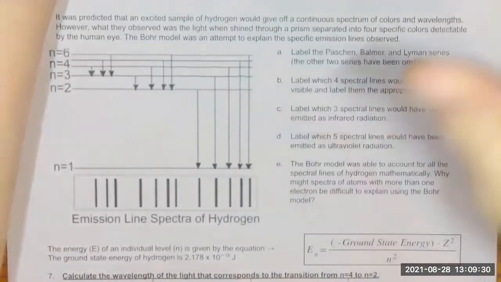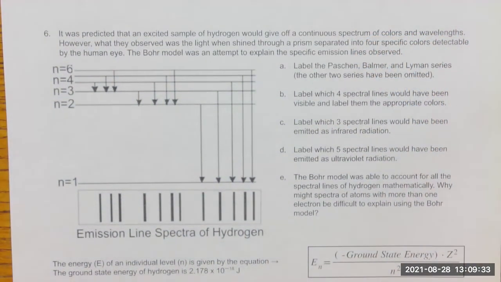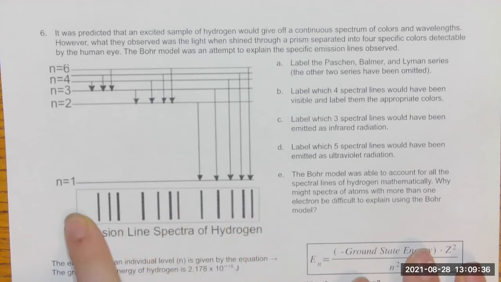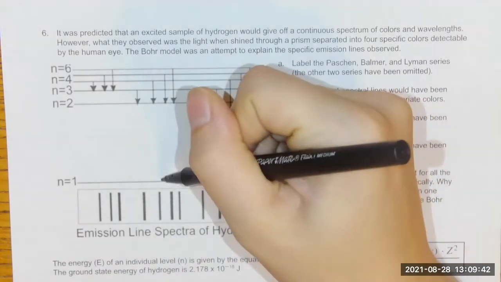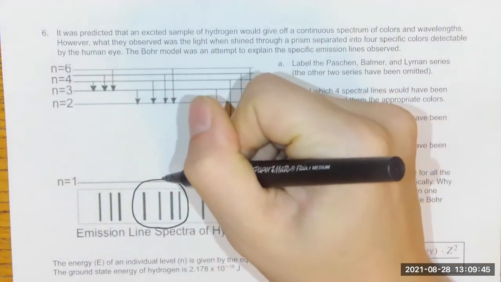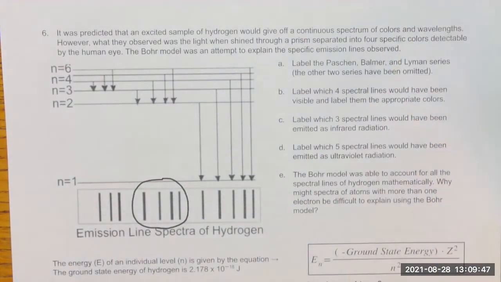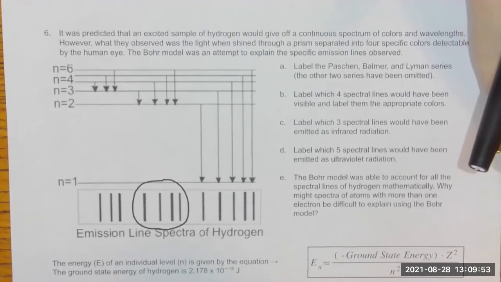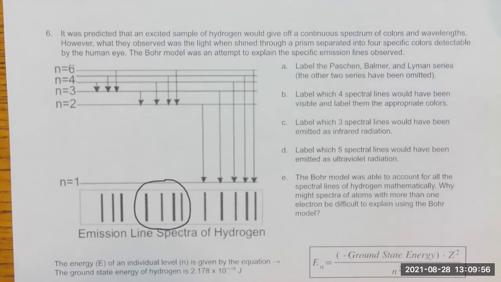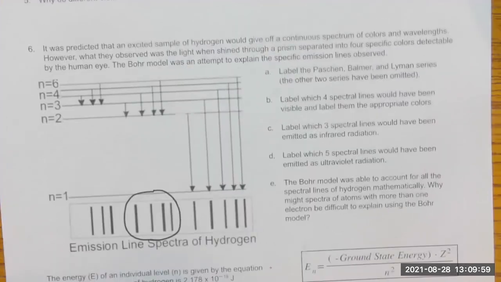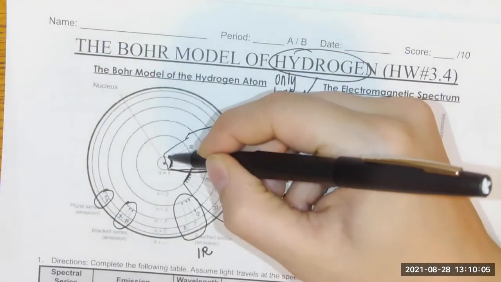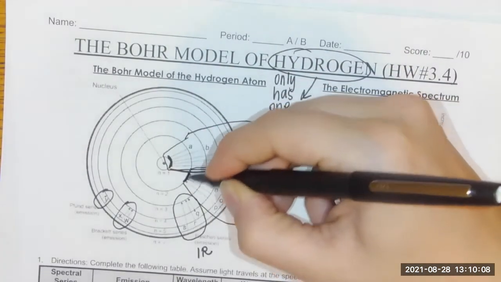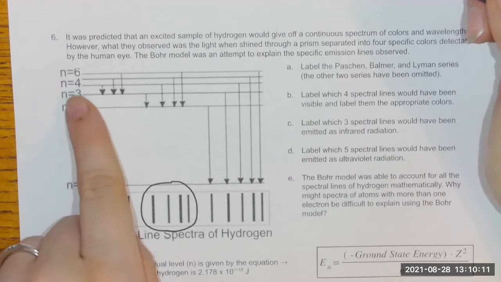Once you're ready, on the back side here, this is exactly what we were talking about. Here's the barcode. Here's the one that we can see as colors. And just really quick, number 6, label the Paschen, Balmer, and Lyman series. Lyman series is the one that ends at ring 1 here. Balmer ends at ring 2, and that's what you can use to figure this out.